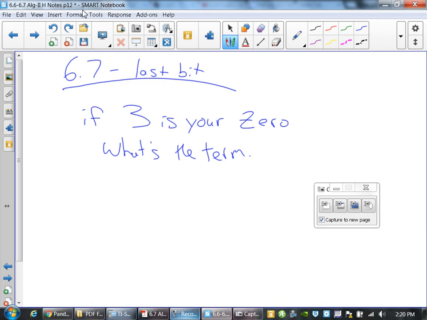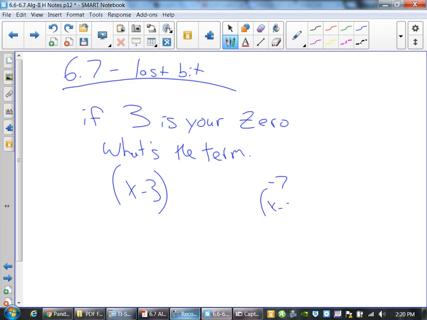We've been asking this all along. If 3 is your 0, what was your term? X minus 3. If 6 was your 0, what was your term? X minus 6. If negative 7 was your 0, x plus 7. So if your 0 was negative 7, you'd write it as x minus negative 7, and you turn it into x plus 7.